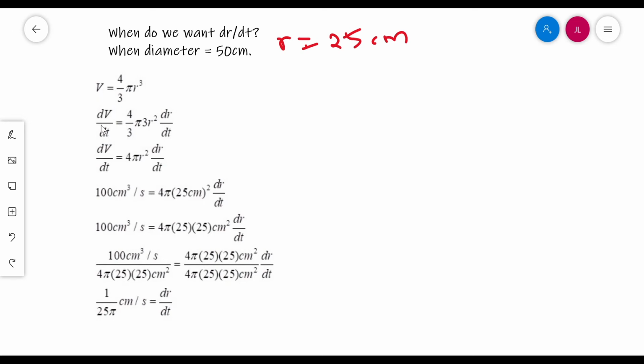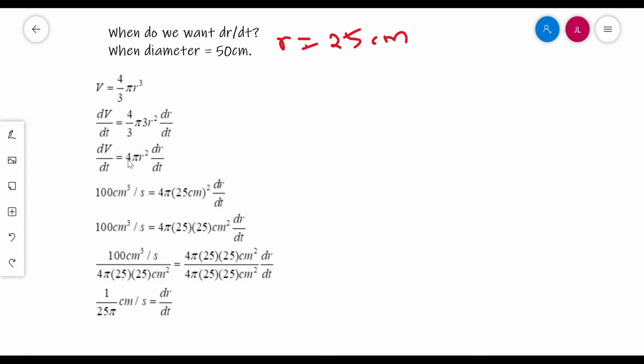So dV/dt is, here's the constant, 4/3 pi. Remember, pi is a constant. And now we have the derivative of r cubed. Remember, r is a function of time. So this is chain rule. First, the derivative of the function r that's being cubed, so it's 3r squared. And then the derivative of r with respect to time. The derivative of r cubed with respect to r is 3r squared times the derivative of r with respect to time.